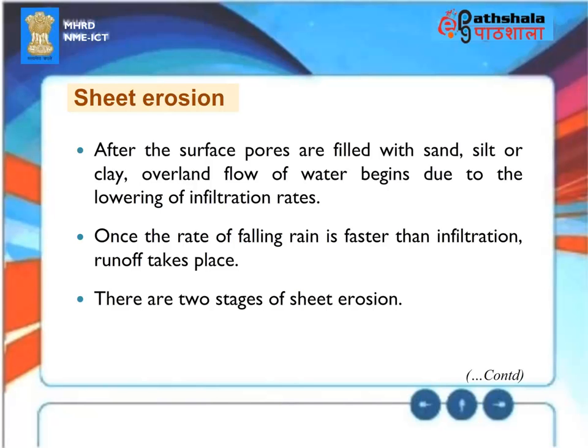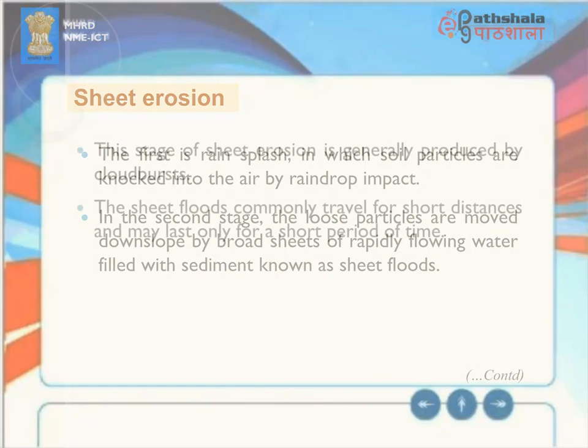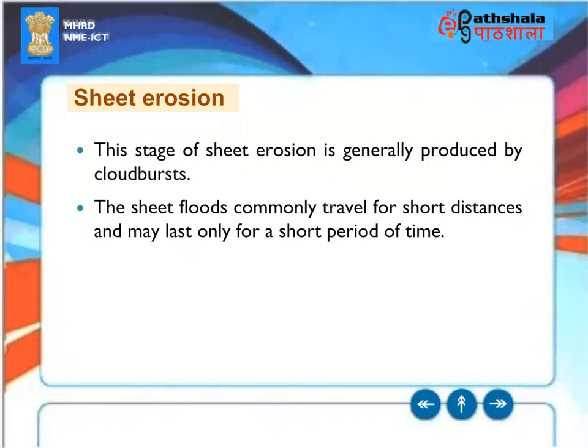There are two stages of sheet erosion. The first is rain splash, in which soil particles are knocked into the air by raindrop impact. In the second stage, the loose particles are moved downslope by broad sheets of rapidly flowing water filled with sediment, known as sheet floods. This stage of sheet erosion is generally produced by cloudbursts. The sheet floods commonly travel for short distances and may last only for a short period of time.